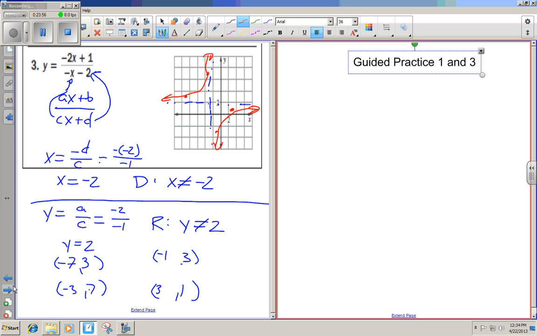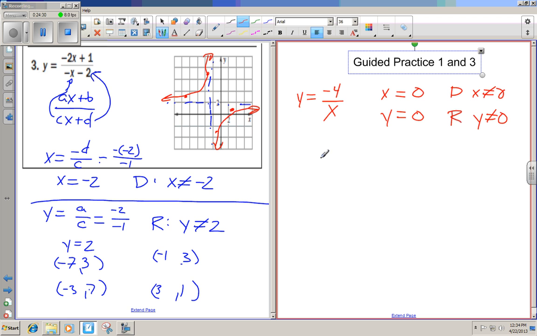Right. We are done with the note-taking guides. We're going to do a couple guided practices that should help you with the graphing of these. So number 1 is a nice parent function, y equals negative 4 over x. The asymptote is x equals 0, therefore the domain is x does not equal 0. The y asymptote is y equals 0, therefore the range is y does not equal 0.